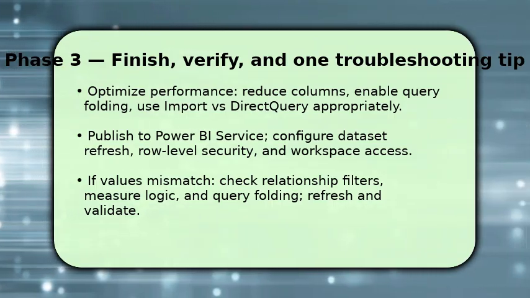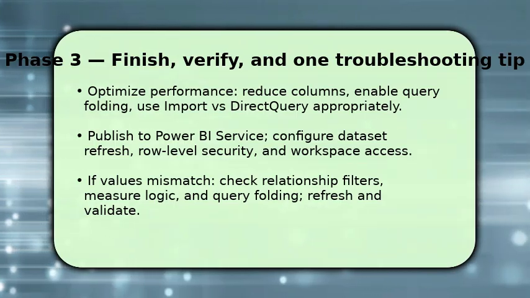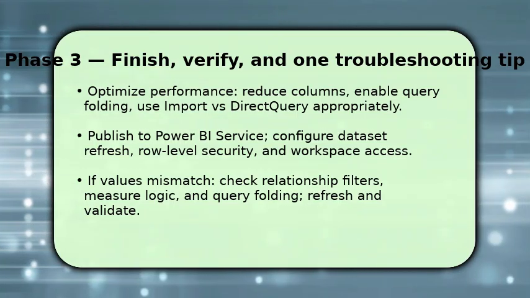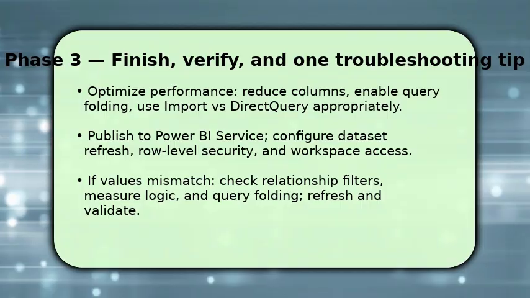If numbers look wrong, first validate source data and then check relationship filters, measure logic, and whether query folding was preserved. If performance lags, reduce columns. Rethink import versus direct query.